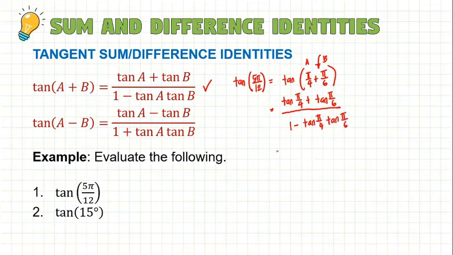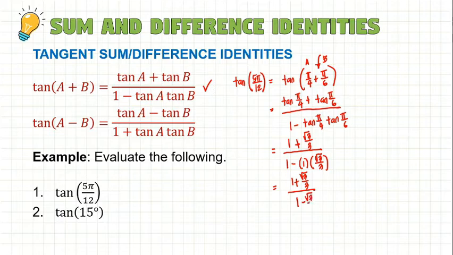Okay? So from that, we will now have tangent of pi over 4 is just equal to 1. So just check that 1. Plus tangent of pi over 6 is just square root of 3 over 3. Again, check that 1. All over 1 minus tangent of pi over 4 is 1. Tangent of pi over 6 is square root of 3 over 3. So from that, we will now have 1 plus square root of 3 over 3 all over 1 minus square root of 3 over 3, right? Now, let's try to simplify this one.